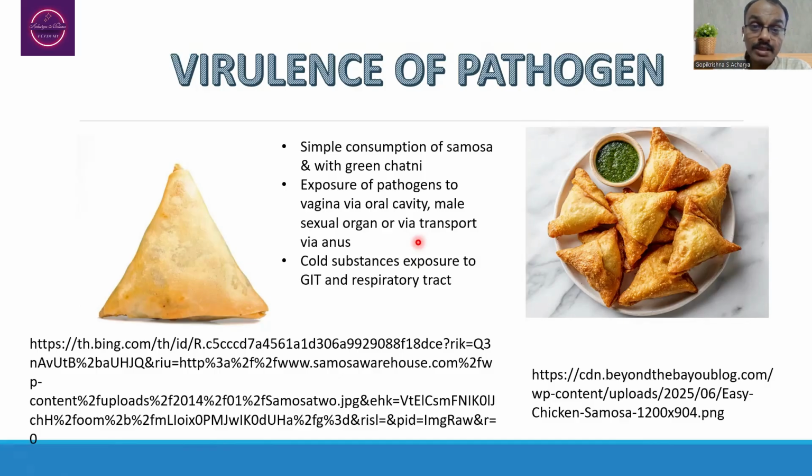That is mainly related to the two major systems that may become dysfunctional: initially or primarily the gastrointestinal tract, and secondarily the respiratory tract. In that way, the virulence of the pathogens is helpful in determining the severity of the disease as such.